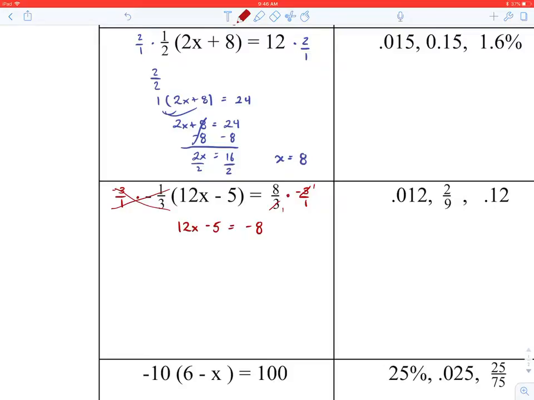Next thing we're going to do, we're going to add 5 to both sides because we want to get rid of that -5. That's going to leave me with 12x is equal to -3. And then our final step, divide both sides by 12 to get the x by itself. And it's going to leave me that x is equal to -3/12, which simplifies into -1/4. Or you might have also put it as -0.25 if you did it on your own.